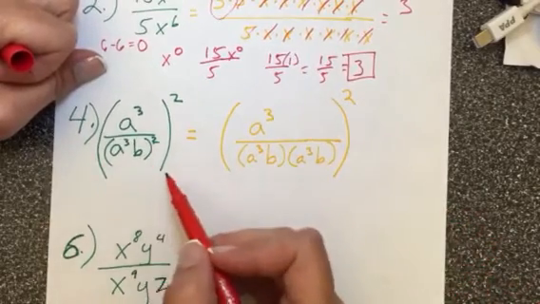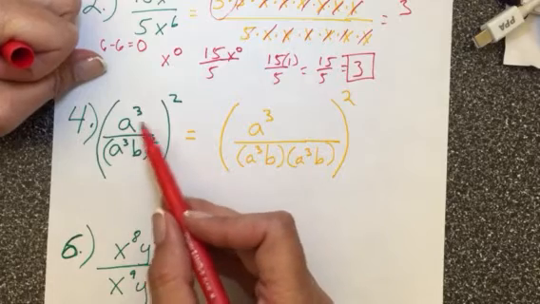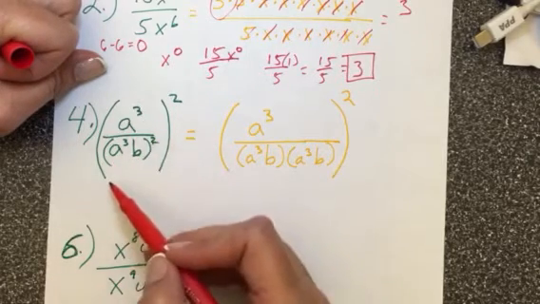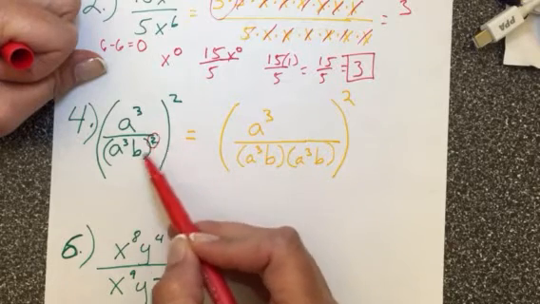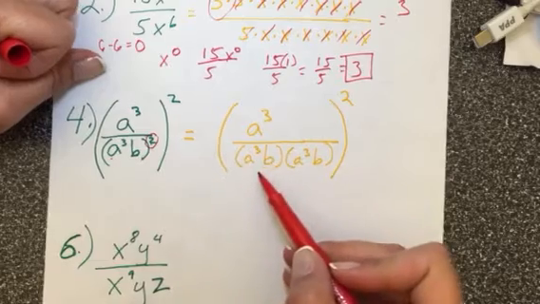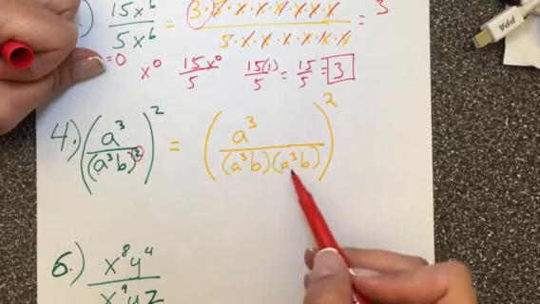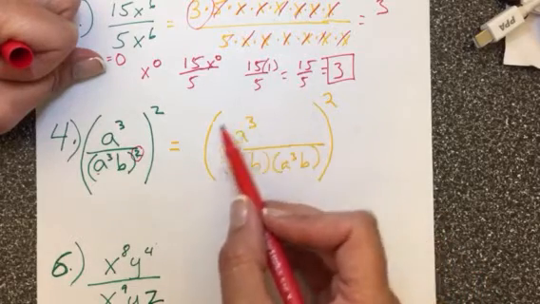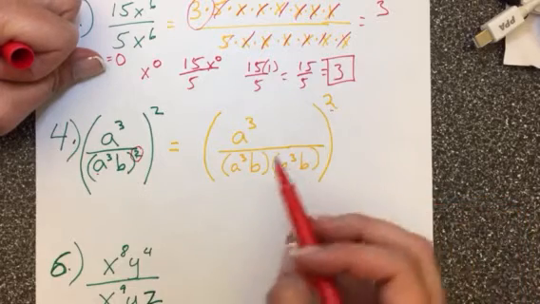Okay, this one gets a little trickier. Number 4 is a to the 3rd over all this business here, and then all within parentheses squared. So this tells me that I have 2 of these sets. So you can see that I've written a to the 3rd b times a to the 3rd b. I'm going to solve everything inside this parentheses before I deal with this exponent here.